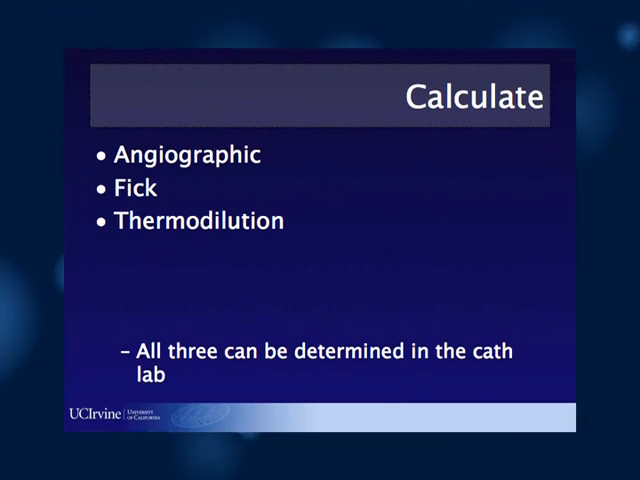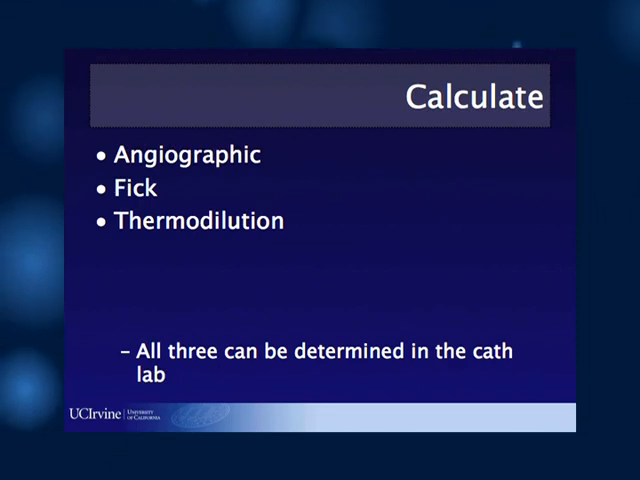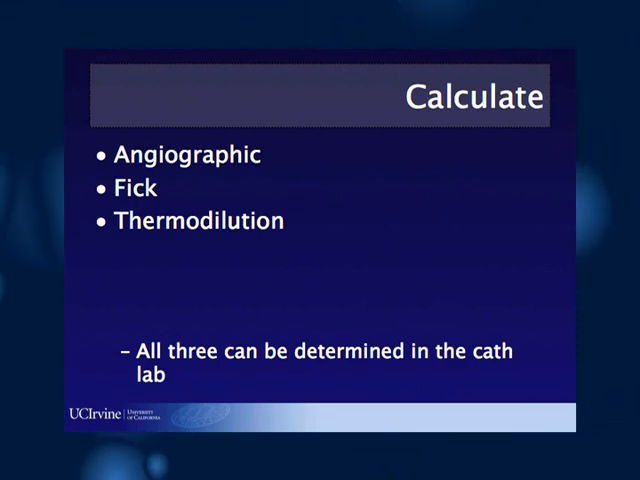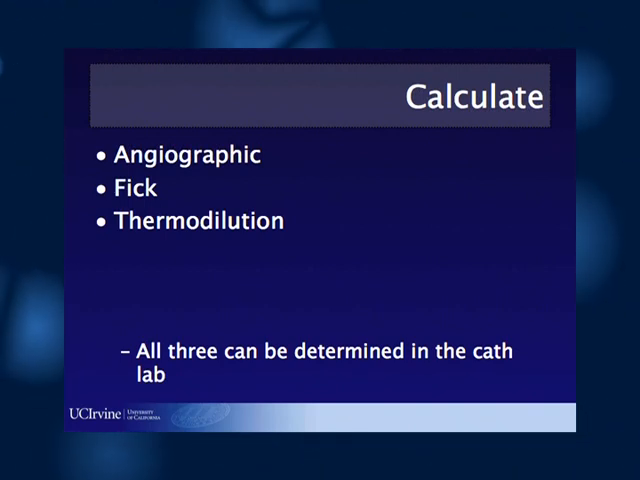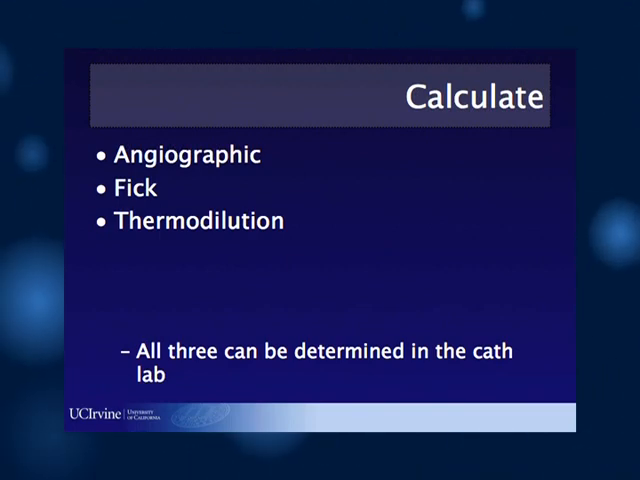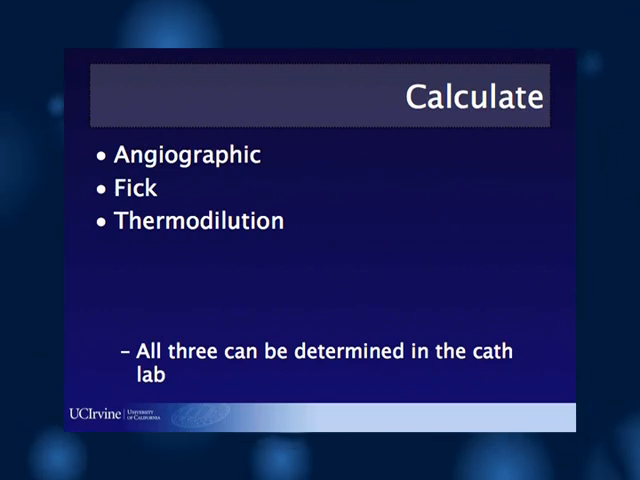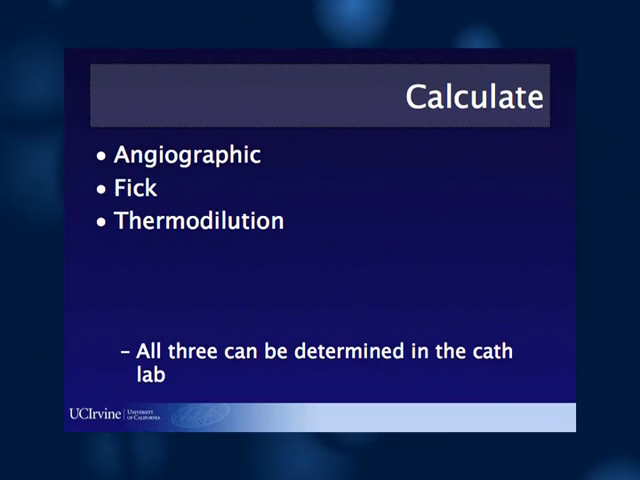In brief, the angiographic method uses the X-ray diameter and size of the image of the diastolic left ventricular volume compared to the systolic volume. The difference is the stroke volume, and that number is calculated multiplying it times the heart rate to yield the cardiac output.